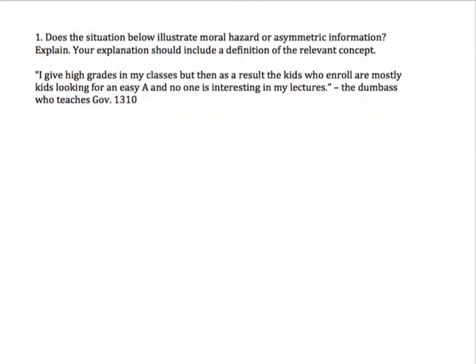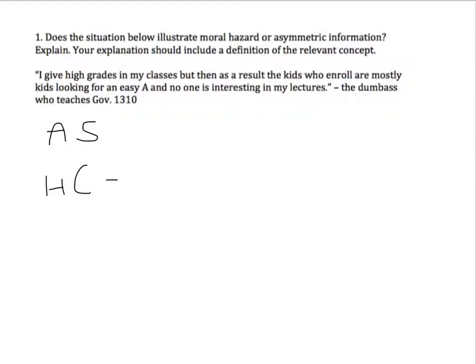So, if we're talking about moral hazard, we're going to be looking for a hidden action, and the action takes place after the transaction. If we're talking about asymmetric information, we're looking for a hidden characteristic. Here we can see that we're dealing with a hidden characteristic. So this is adverse selection. And the hidden characteristic, the HC, is whether the kid is looking for an easy A or not.